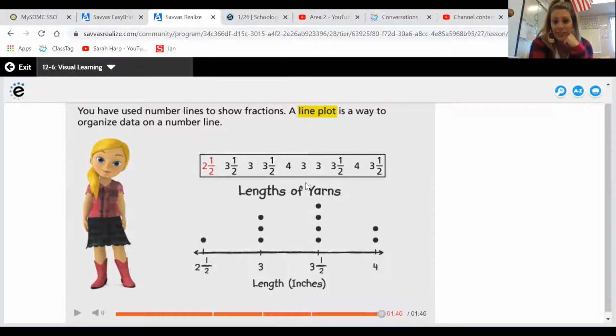That's when we would look at this tall one right here. So 3.5 was the most measurements for the yarn. They had 1, 2, 3, 4 pieces of yarn that were 3.5 inches long. But the longest measurement of yarn was 4. Okay, and we'll review that again tomorrow, but just keep that in your memory bank.